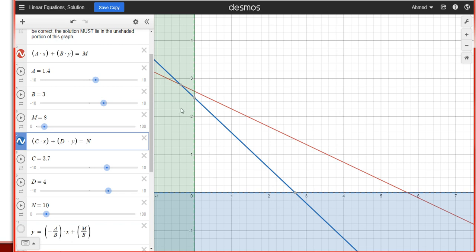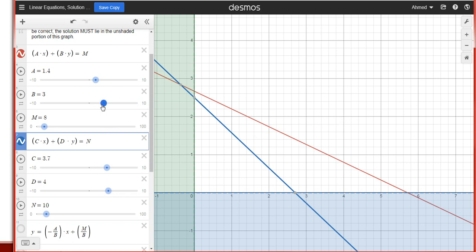So the important thing to note is, as you vary the constraints and the coefficients, if the lines intersect in these shaded regions, that means that the solution is not physically realistic. Your solution must lie in this unshaded region, the white space over here. So the lines must intersect in this region in order for the solution to be physically realistic.